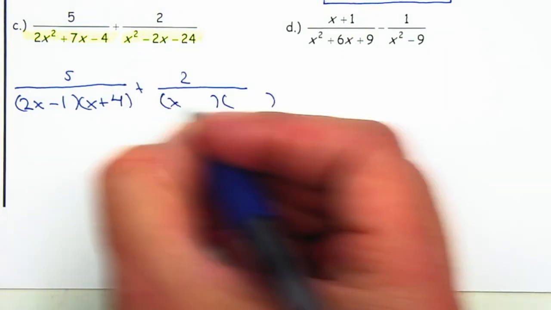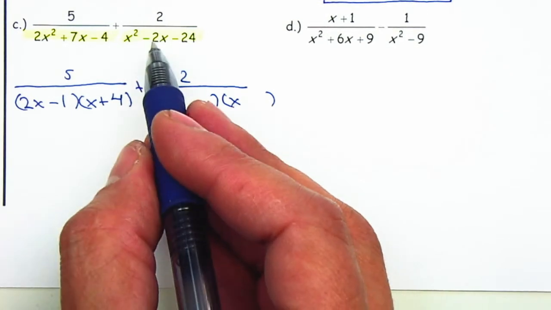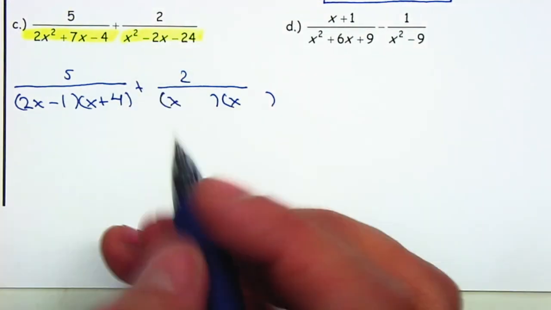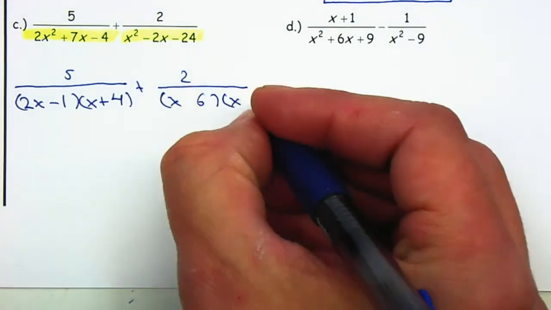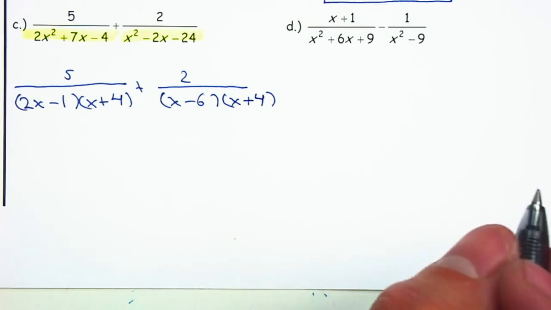Factors of x squared will be x and x. Factors of 24, I need to end up with a negative 2, so I'll be 3 and 8, 6 and 4. 6 and 4, one will be negative, one positive.